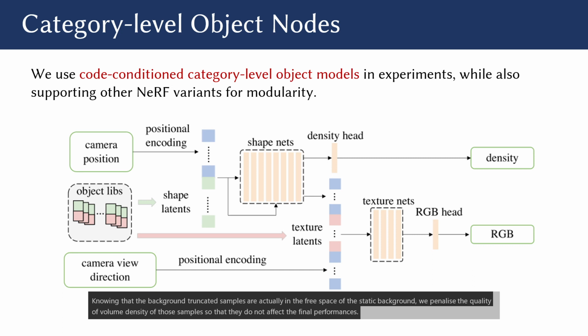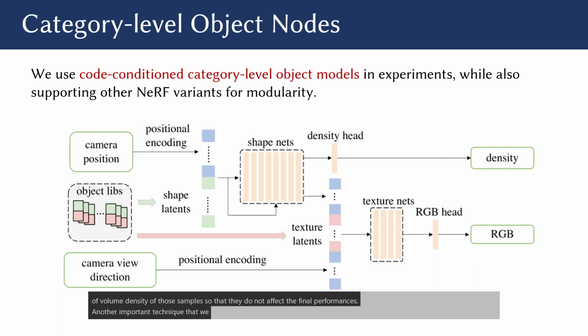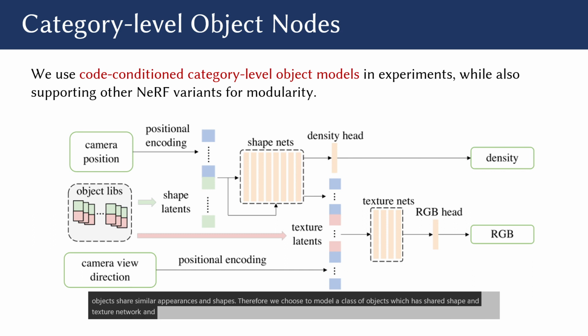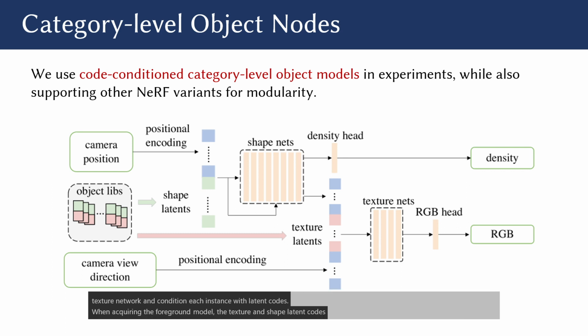Another important technique that we use is the category-level object model. As is common in driving scenes, the majority of objects share similar appearances and shapes. Therefore, we choose to model a class of objects with a shared shape and texture network, and condition each instance with latent codes. When querying the foreground model, the texture and shape latent codes are fed into the network, along with the query point coordinates.